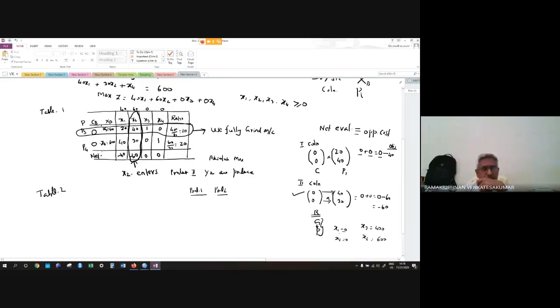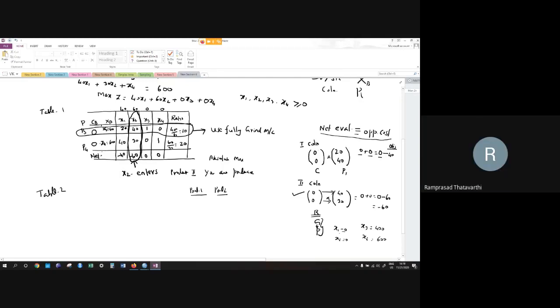X1 0, X2 0 means in the table you see that X3 is 400, X4 is 600. So, table 1 gives the starting point. 300, 400 hours minutes available, 600 minutes available. Then we try to do an opportunity cost calculation. Net evaluation is nothing but what I told here, you can see the screen, opportunity cost calculation.